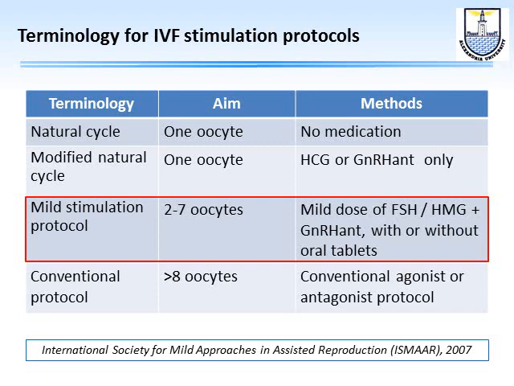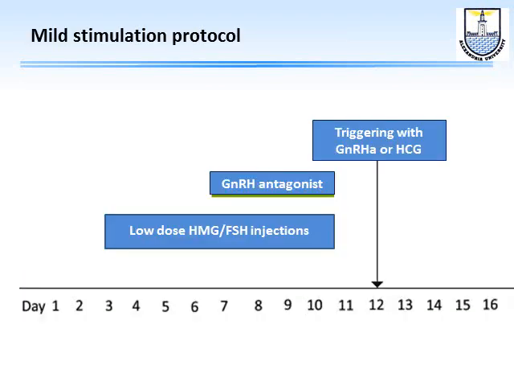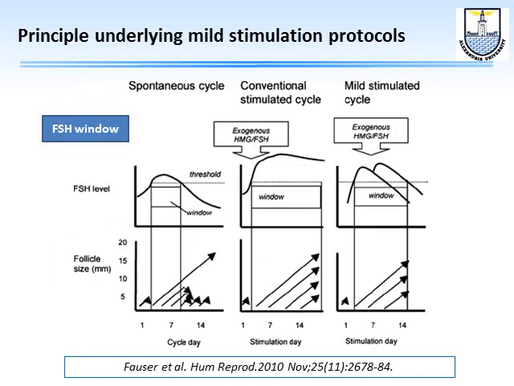So this is mild stimulation. When we say mild stimulation, we mean mild doses of FSH, a GnRH antagonist with or without oral agents. Mild stimulation means low dose HMG or FSH. And then you give your antagonist in order to prevent LH, and then you trigger with your HCG, or sometimes you trigger with an agonist, as you can see from here, with or without clomiphene or letrozole, as you can see here. And what's the idea?